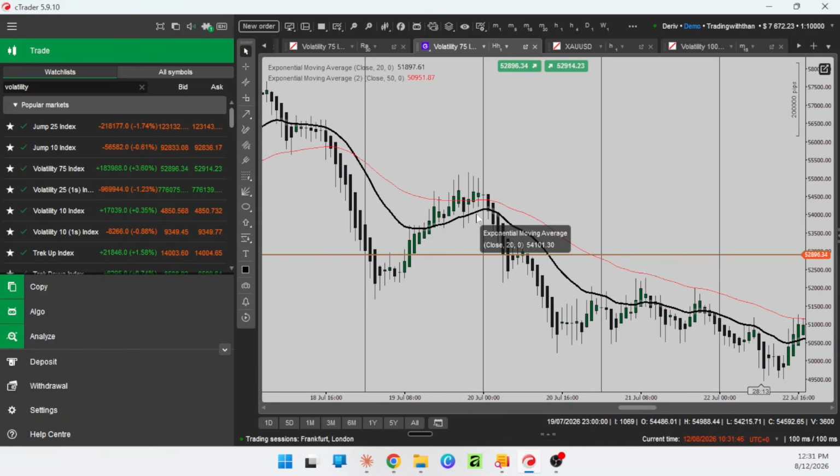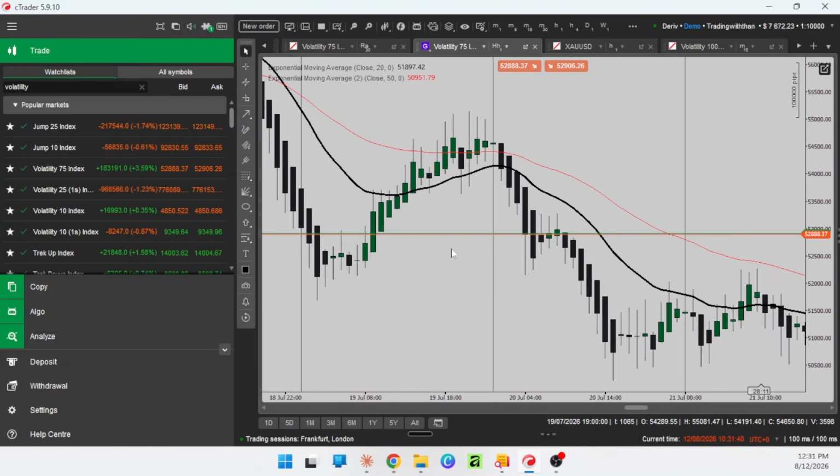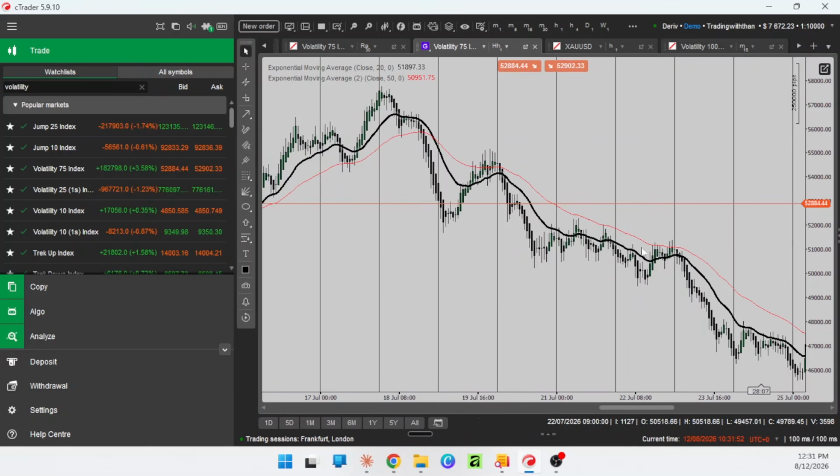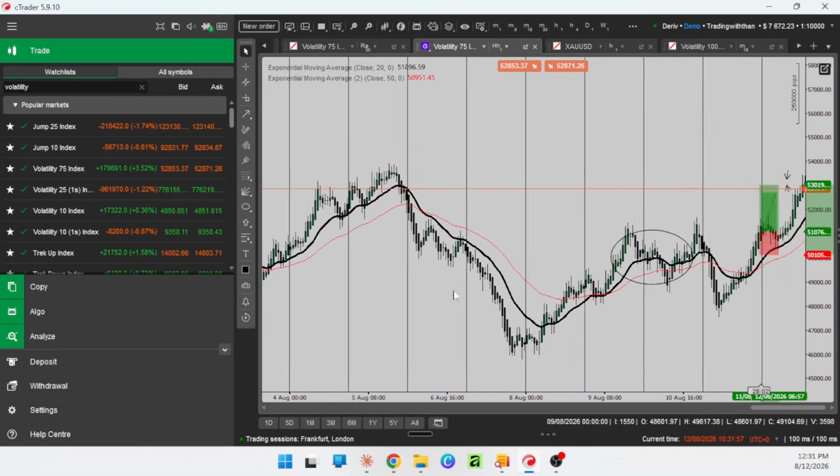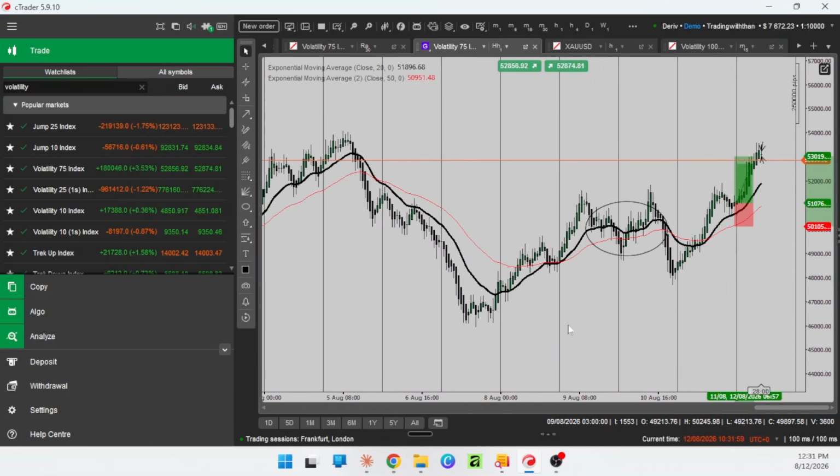So we've been testing this strategy, and the next thing that I want to do is automate this strategy and make sure that I can use it with an automated EA and test it with bigger data. So if you want to also learn that, make sure you let me know in the comments, right?